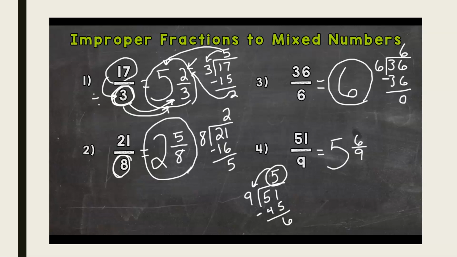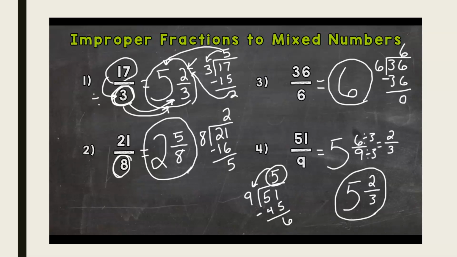So 5 and 6/9. Now that 6/9 can actually be simplified because we have a common factor between 6 and 9 other than 1. So we can divide both the 6 and 9 by 3 to break it down. 6 divided by 3 is 2, and 9 divided by 3 is 3. So we can actually rewrite our answer as 5 and 2/3. We simplified the fractional part of the mixed number.